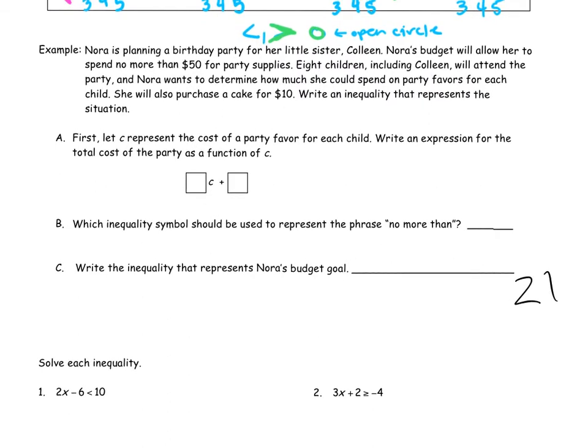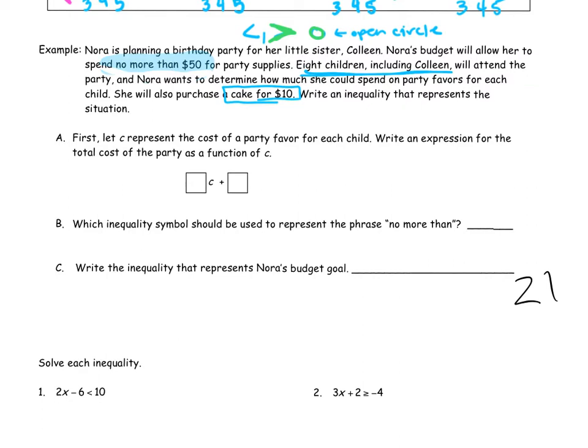Nora is planning a birthday party for her little sister Colleen. Nora's budget will allow her to spend no more than $50 for the party supplies. 8 children, including Colleen, will attend the party. Nora wants to know how much she could spend on party favors for each child. She's also going to spend $10 on a cake. Write an inequality that represents the situation.